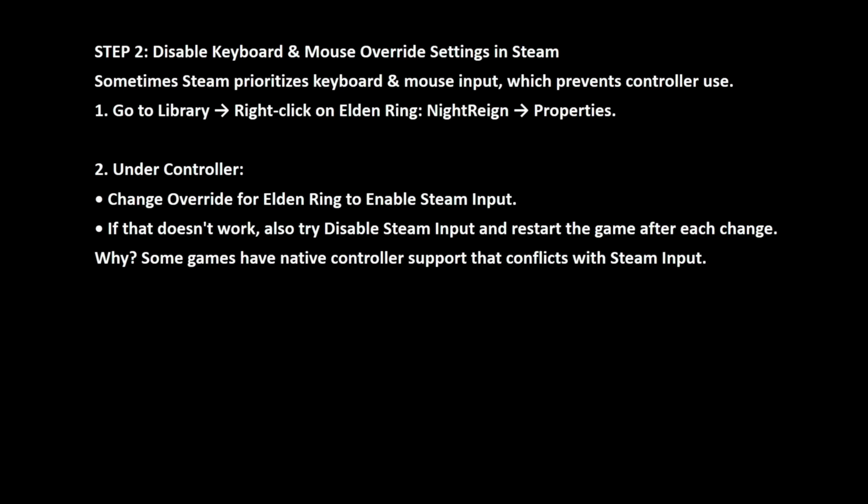Next step is to disable keyboard or mouse override settings in Steam. Sometimes Steam prioritizes keyboard and mouse input, which prevents controller use. For this, go to Library, right-click on Elden Ring Nightreign, then go to Properties. Under Controller, change Override for Elden Ring to enable Steam input. If that doesn't work, also try disable Steam input and restart the game after each change.